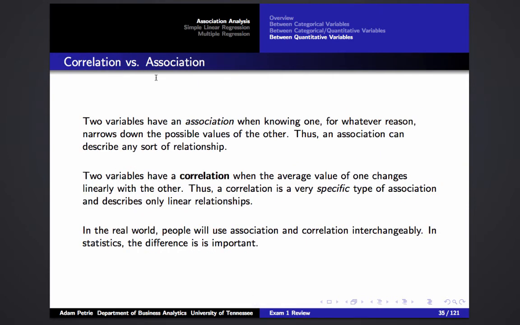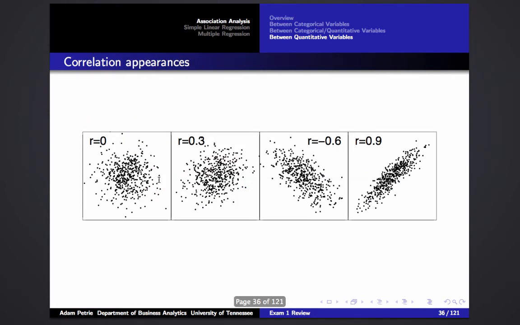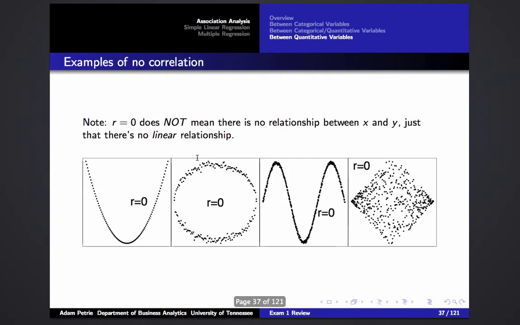So we've talked about correlation versus association. I'm going to skip this slide and talk about what different correlations look like. In all four of these cases, the stream of points looks well summarized by an ellipse. And you'll notice that the point clouds that have less scatter have larger values away from 0 for the correlation. So a correlation of 0.9 looks like this. A correlation of 0.3 still kind of looks like an amorphous blob.